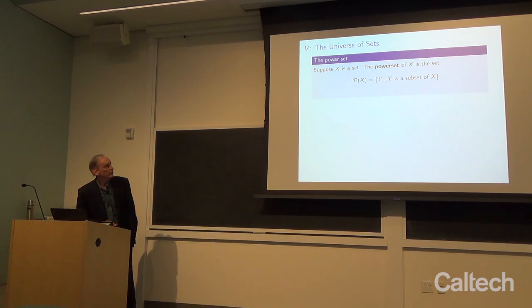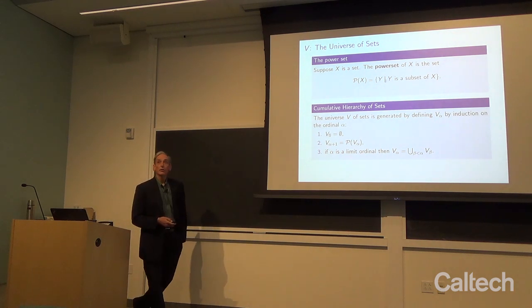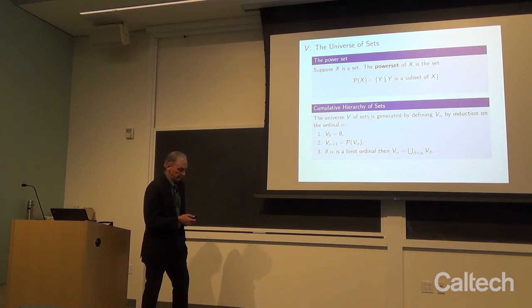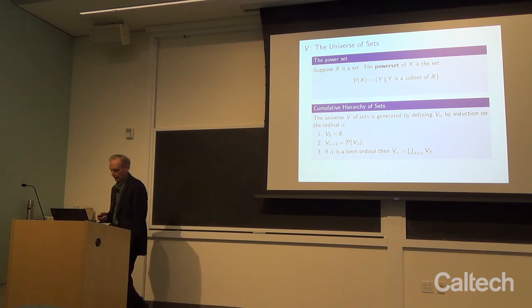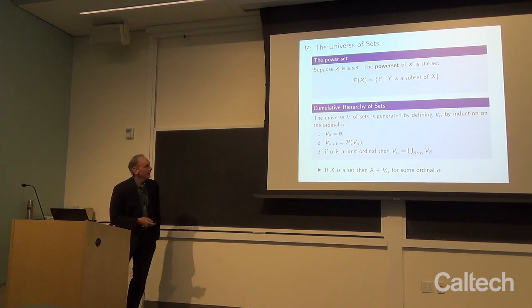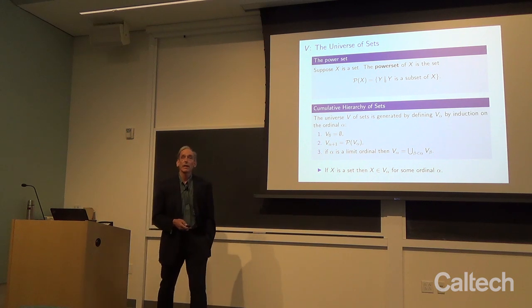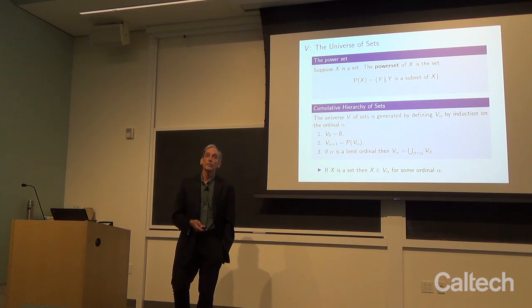What you do is you transfinitely iterate a simple operation, the power set operation. Given a set X, P(X) denotes the collection of all subsets of X. And then you can form the cumulative hierarchy of sets. You start with nothing. At a successor step, you take the power set. And at a limit stage, you just take the union. It's not hard to show that this is an increasing sequence. If X is a set, then X belongs to V_alpha for some alpha. That's a consequence of the basic axioms.